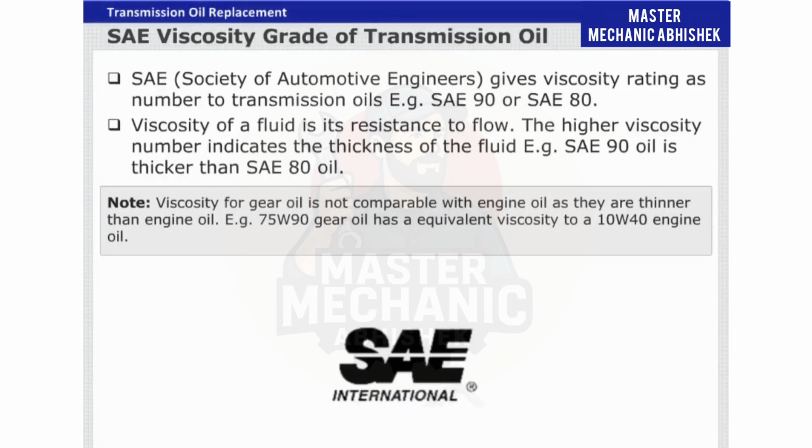SAE, or Society of Automotive Engineers, gives viscosity rating as a number to transmission oils. For example, SAE 90 or SAE 80. Viscosity of a fluid is its rate of flow. The higher viscosity number indicates the thickness of the fluid. For example, SAE 90 oil is thicker than SAE 80 oil.